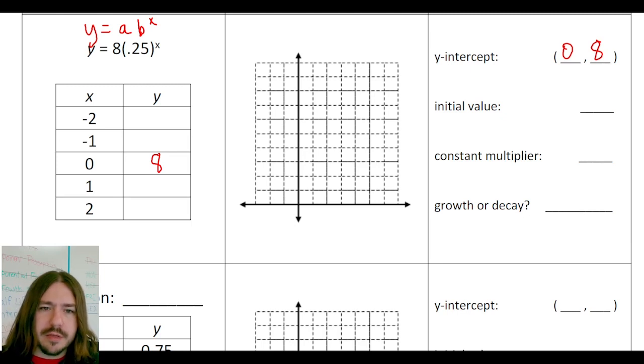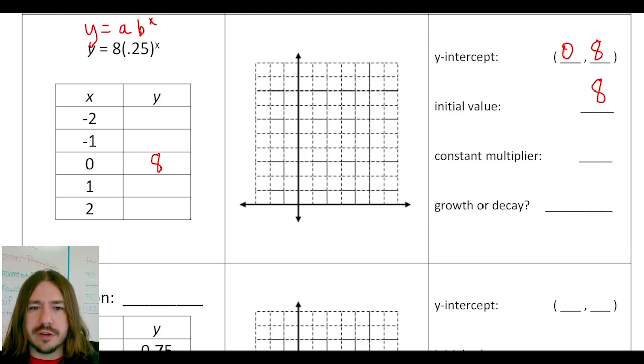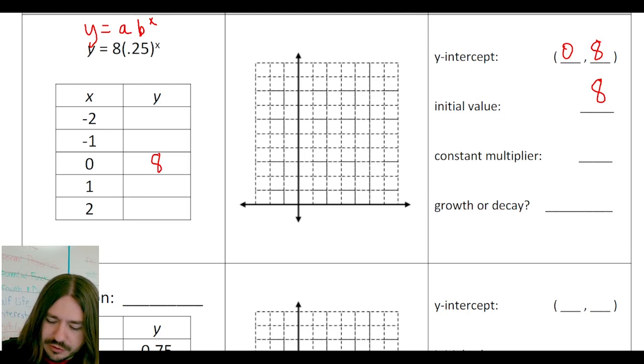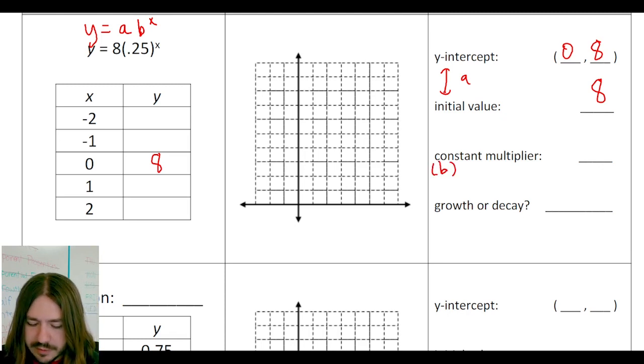The constant multiplier is the number that you're multiplying over and over again. That's going to be your b. So the y-intercept and my initial value refer to the a value, and the constant multiplier is going to be the b value. And so here the constant multiplier is going to be 0.25. Now, since this b value is smaller than 1, we know it's decay. If the multiplier is bigger than 1, it's growth, but if it's smaller than 1, it's decay. So since this is smaller than 1, this is going to be decay.